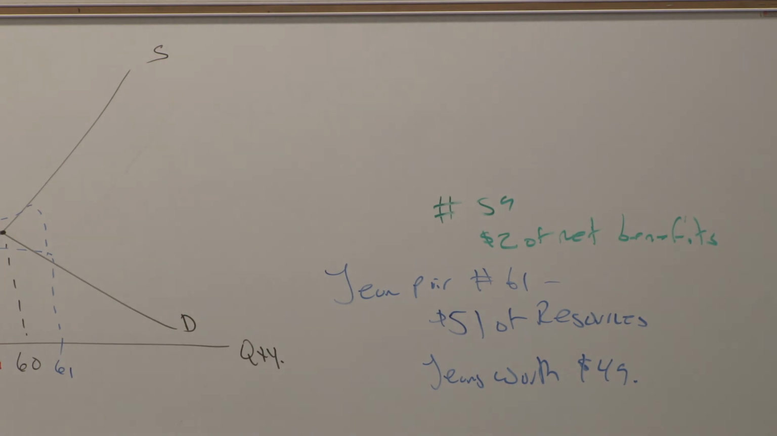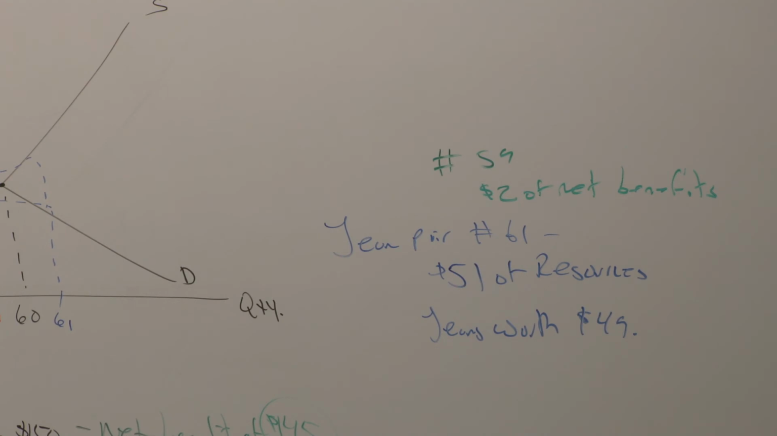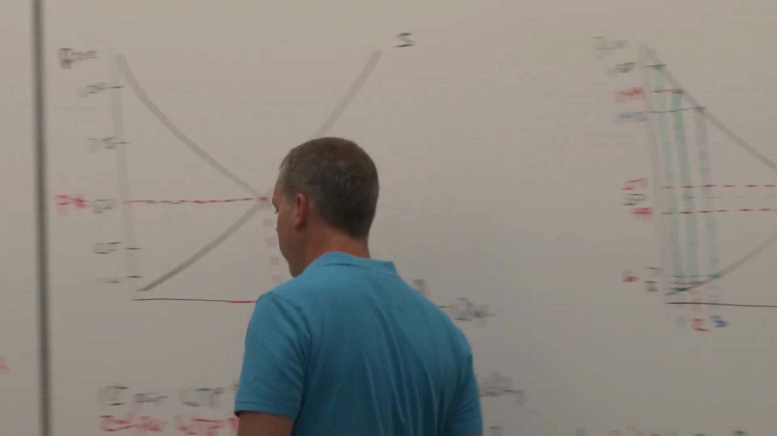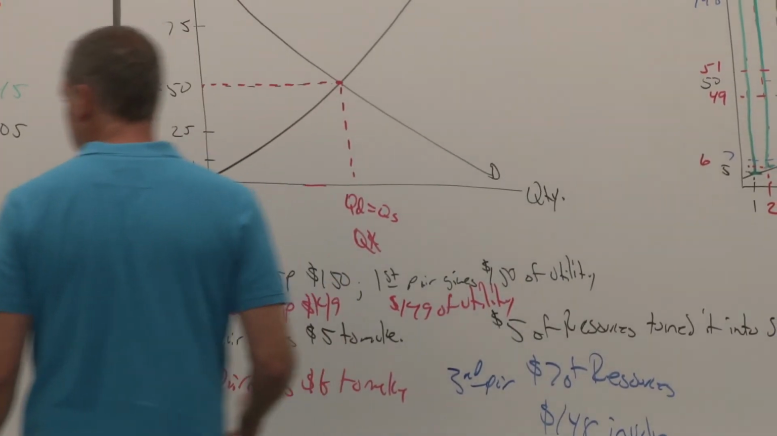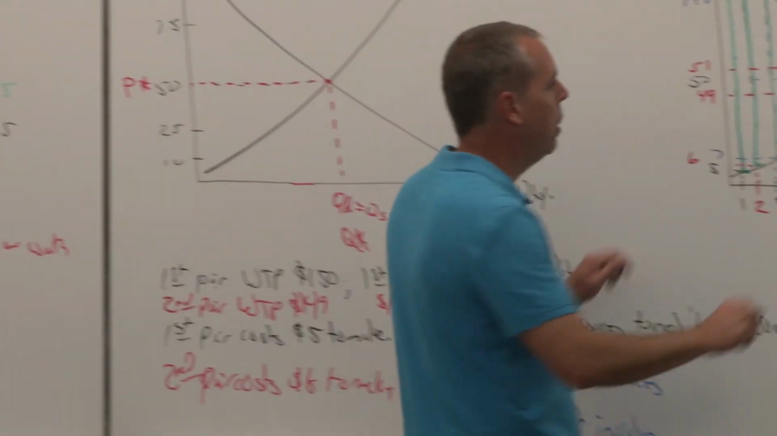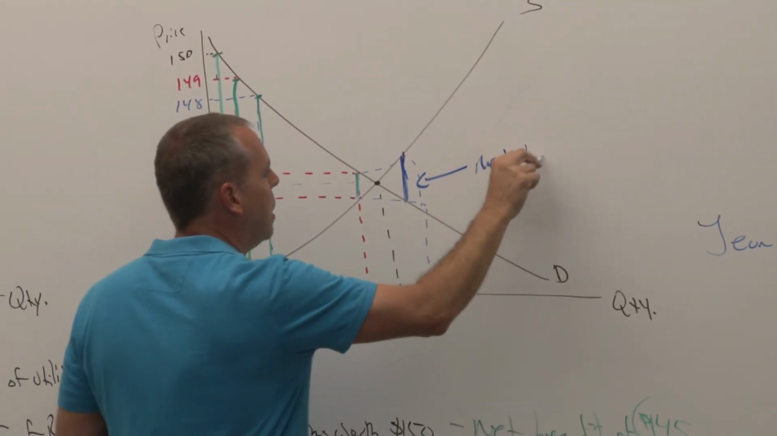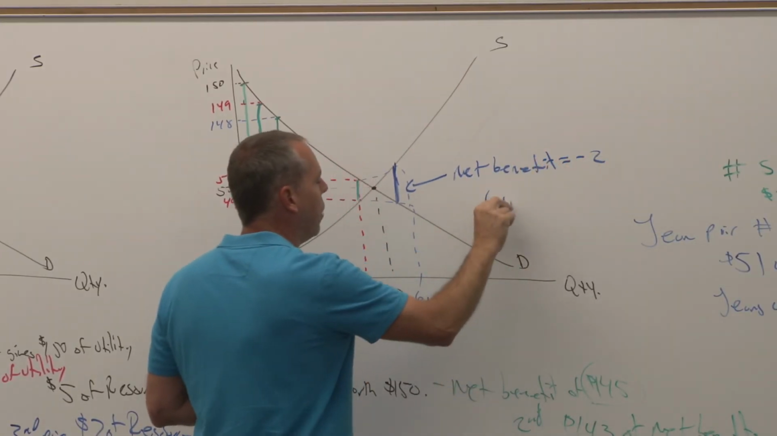Is that a good thing or is that a bad thing? That's a bad thing. We took something that was worth $51 and rearranged it into something that's now worth $49. We wasted $2 worth of benefits, right? We have net benefits here of negative $2. I'll do them in green here. It's a loss.